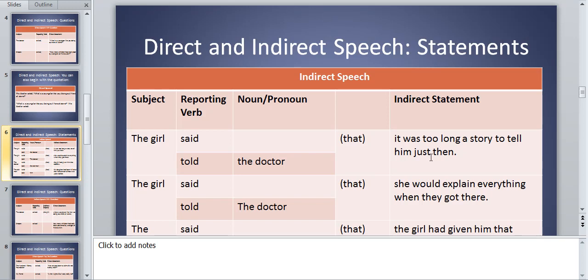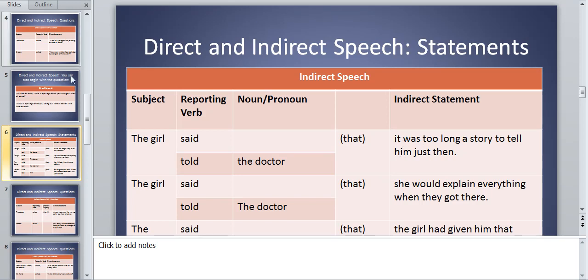Okay. So it comes out, the girl said that it was too long a story to tell him just then. Or you could say the girl said it was too long a story to tell him just then. Or the girl told the doctor it was too long a story to tell him just then. But look what has happened here to the pronoun.